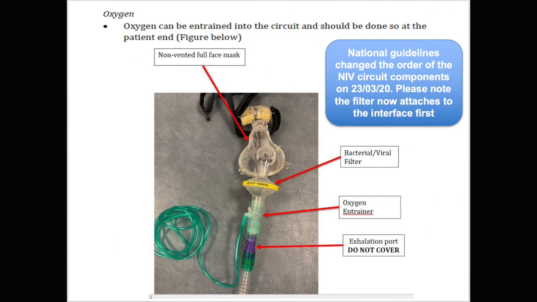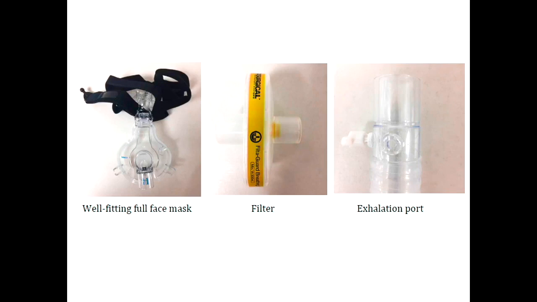It goes back down through the circuit, through the viral filter, and it leaves the circuit through the carbon dioxide exhalation port, which is located below the filter. You can see on the slides it gives a more close-up view of what these components look like. The main reason for doing this is it helps to reduce the viral transmission of the COVID-19 virus to the atmosphere to protect healthcare staff in looking after these patients.